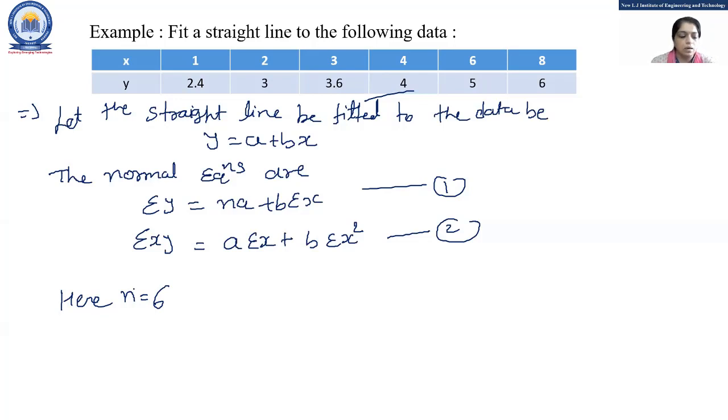Now let's make a table, and that is x, y, x square and xy. My given data x is 1, 2, 3, 4, 6 and 8, and corresponding y, that is 2.4, this is 3, 3.6, 4, 5 and 8.